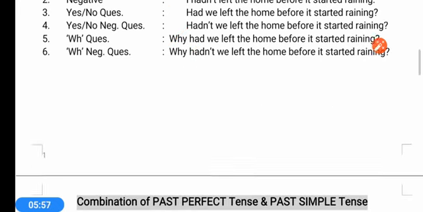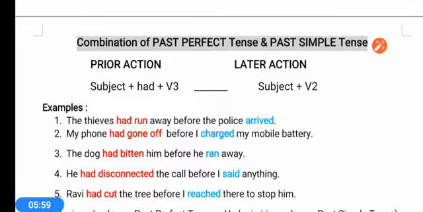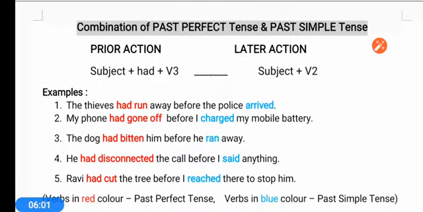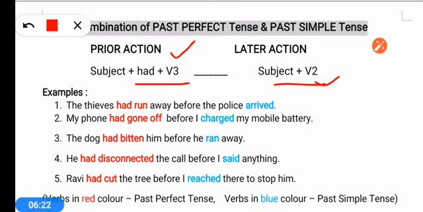Now come to the next one. Here are some, the same combination I'm going to explain. Remember this one: had is never used alone, it is always used with the third form of the verb. It means one sentence will be with had plus third form and one will be the second form of the verb. Here, that you have to keep in mind: for prior action we use the perfect tense, and for later action we use the past simple tense.